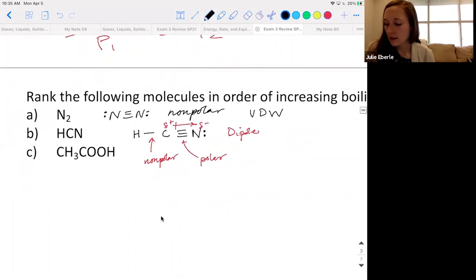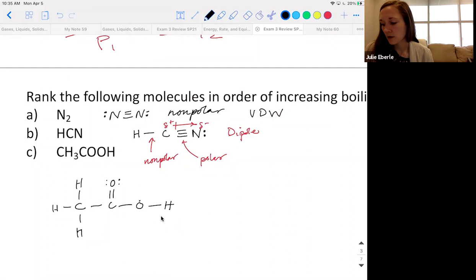Okay, what about CH3COOH? You draw the Lewis structure. You've got one of these oxygens double bonded, and then you've got an O and an H.